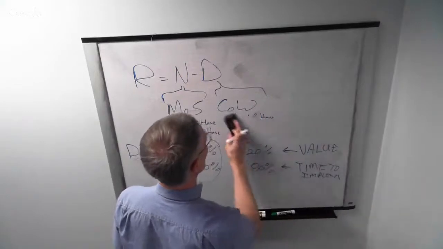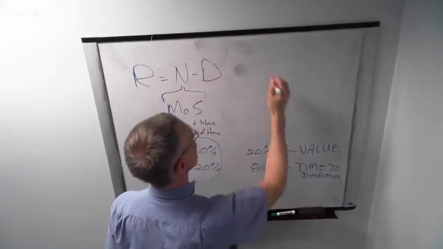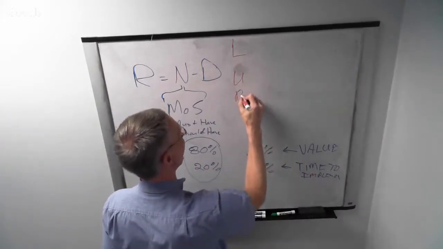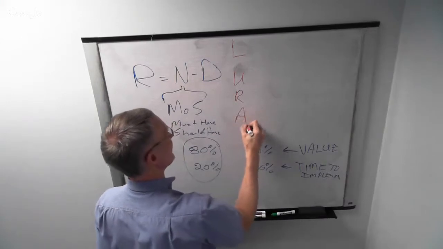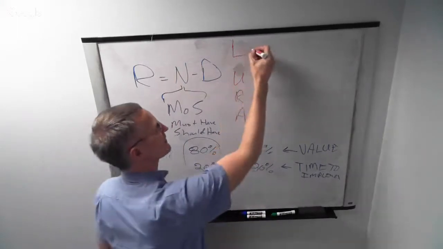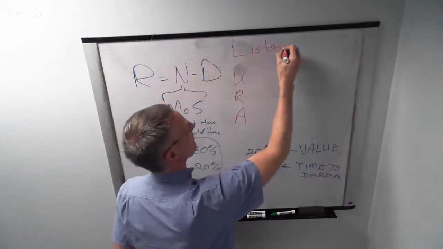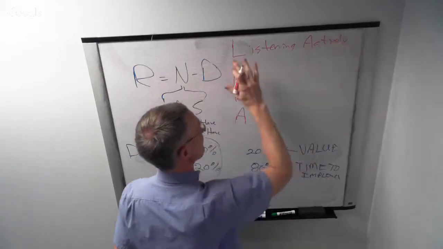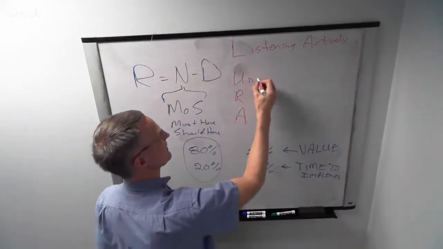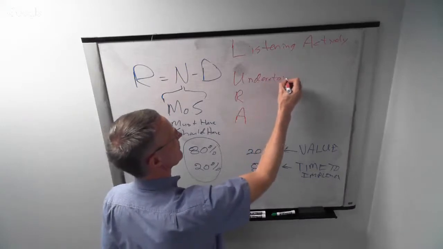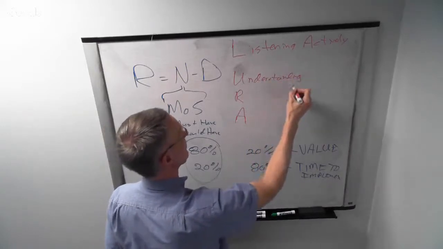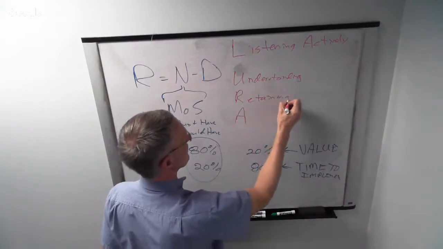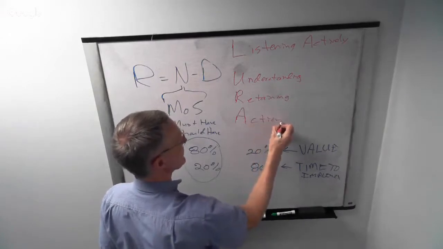I'm just going to erase this part so I have more room here. So if I do LoRa, this one is listening. And what it means is listening actively. Well, I'll just fill these in and we'll come back to them in just a second. This is understanding. And this is retaining. And this is action, taking action.